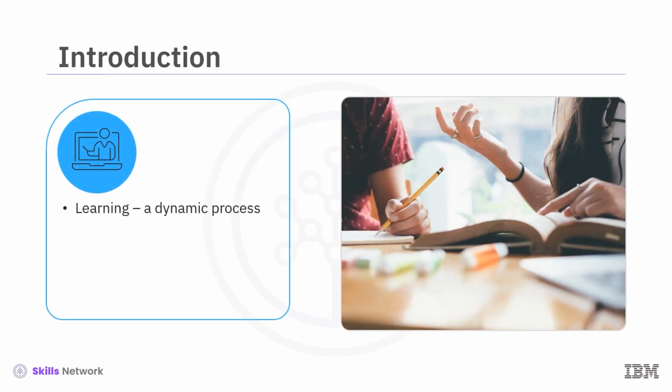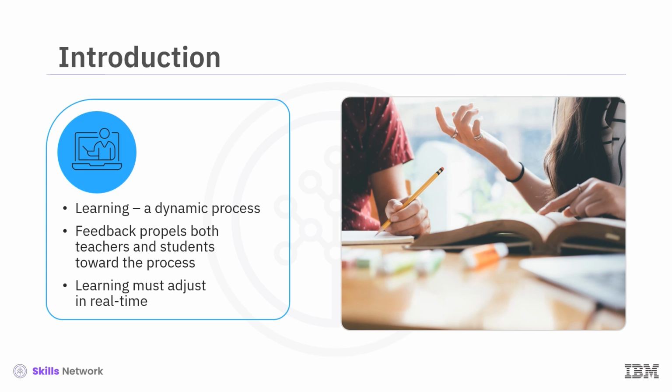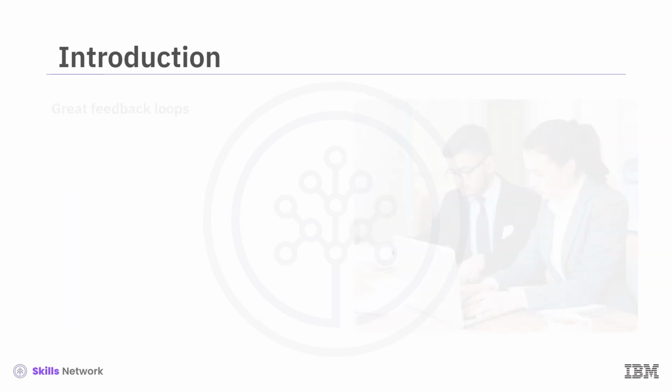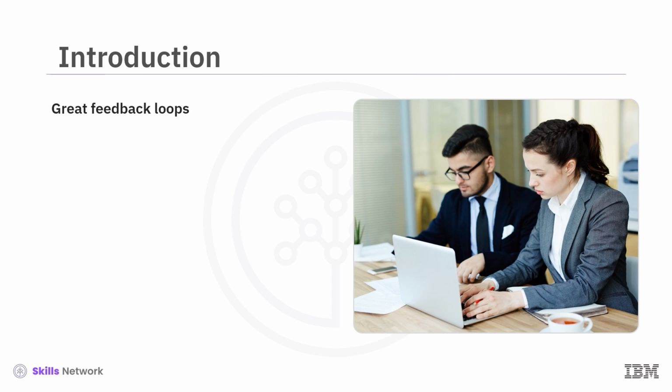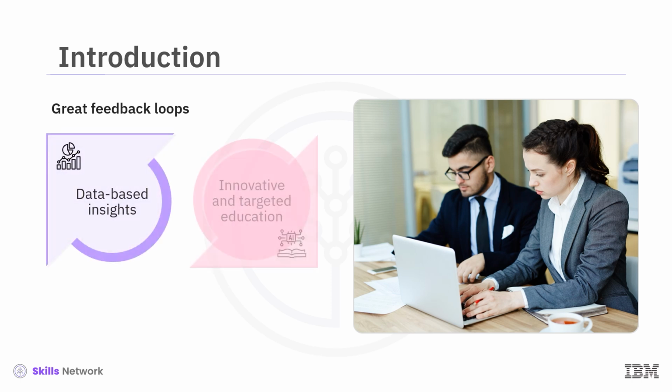Learning is not a singular act. It's a dynamic process where understanding informs growth. In a perfect classroom, feedback is not occasional. It's a steady beat propelling students and teachers toward progress. Students remain interested when learning adjusts in real time, and teachers can quickly hone their methods. This is the magic of great feedback loops, where data-based insights power more innovative and targeted education.